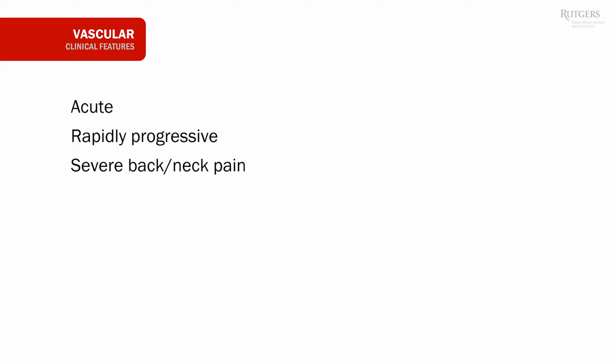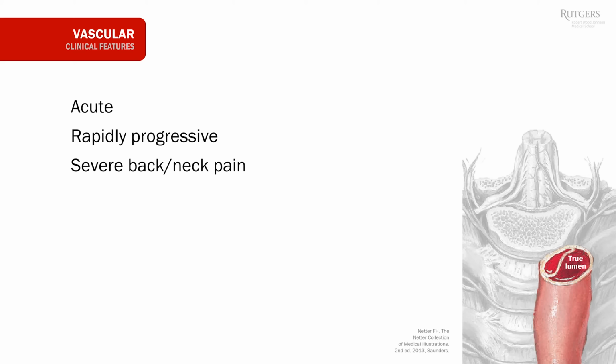Imagine that aorta is dissected. Here's that torn vessel wall with true and false lumens. Compromised flow in the aorta compromises flow to the radicular branches that ultimately fail to feed the anterior spinal artery. And with damage, patients develop anterior cord syndrome.